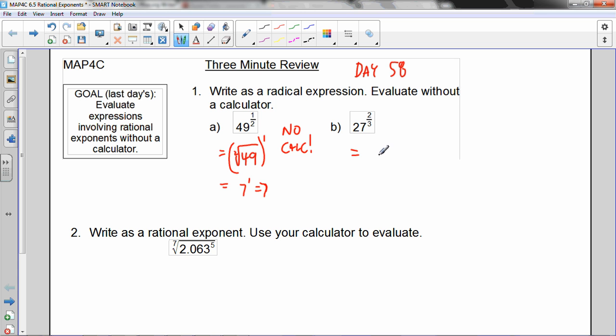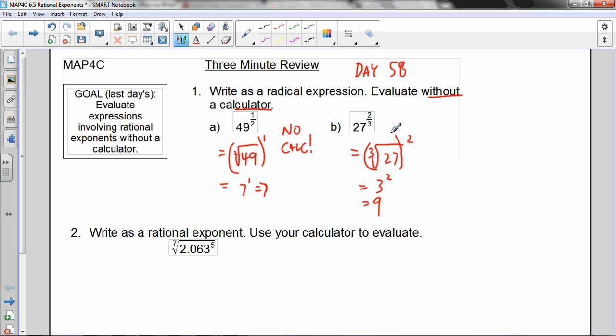27 to the exponent 2/3. Well, I know it's a root. Fractional exponent means roots. The bottom is the root. The top is the exponent. I always do the root first to make it easy to do the exponent. And when you're asked to do it without a calculator, it's going to be something easy to do. So some number times itself 3 times gives you 27. That's 3, and 3 squared is 9.